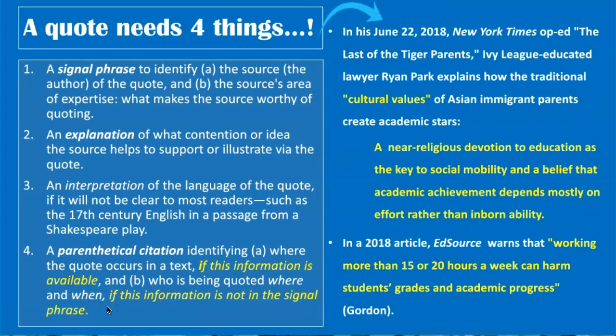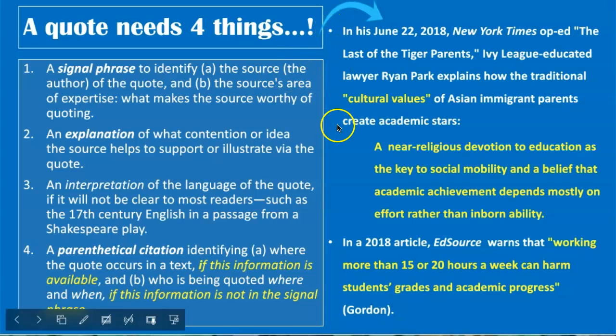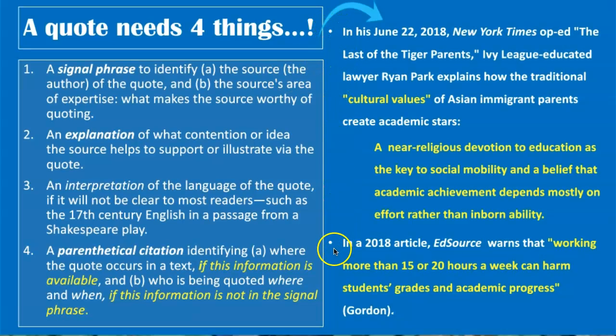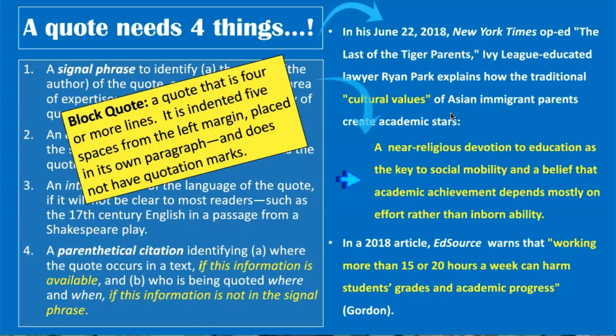And here are examples of 2 quotes at the bullet points right here and here. You're probably wondering, why is this quote formatted this way, separately from the rest of the text? Well, this is a block quote. A block quote is a quote that is 4 or more lines. It is indented 5 spaces from the left margin, placed in its own paragraph, and does not have quotation marks. Block quotes are the topic of video 4.